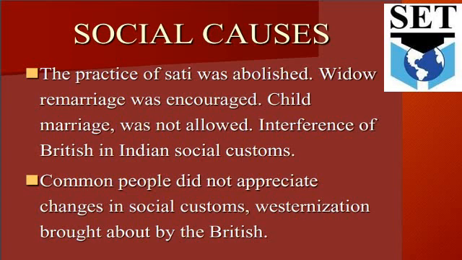So the British abolished this practice and they allowed widows to remarry, because in Hinduism they don't allow a widow to get married again, so they abolished the system. Hindus did child marriage, so they stopped child marriage. This interference of the British in Indian social customs became a cause of the War of 1857. The common people did not appreciate the changes in social customs and the westernization brought about by the British.